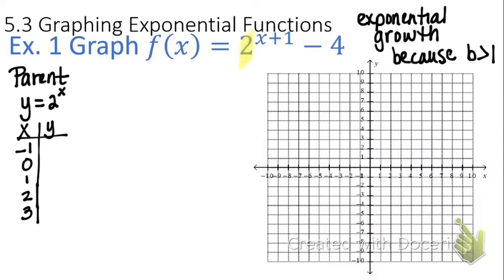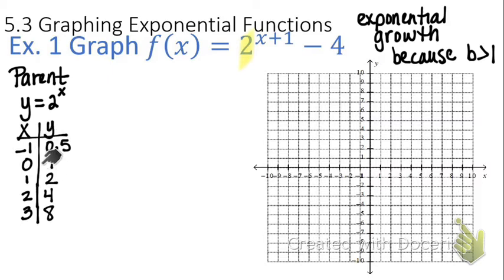Okay, so 2 to the power of negative 1 is what? Who knows what that is? It's not 1/4. It's 1/2. I'm going to write it as a decimal because I know we don't really like fractions. Anything to the power of 0 is what? No, it's not 0. It's 1. 2 to the power of 1. 2 to the first is what? 2. What about 2 to the power of 2? 4. 2 to the power of 3? 8. All right, so this is our parent table.